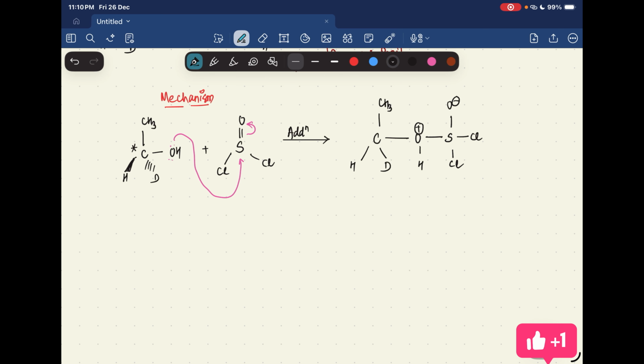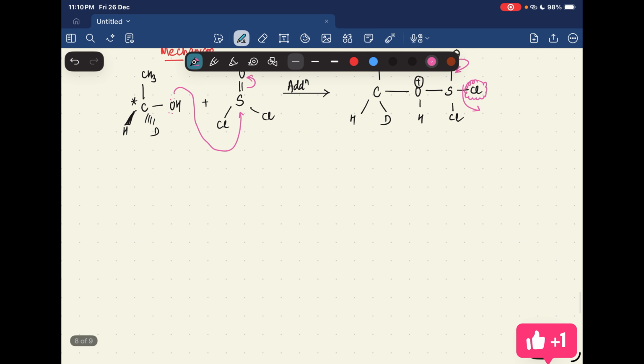Very good. Now what will happen? Chlorine is a leaving group. As we know, this is a very good leaving group, right? So the minus will come to sulfur, and this leaving group will be removed.